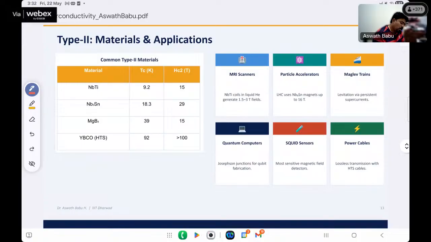Now, type 2 materials and their applications. If we realize it with niobium titanium, the critical temperature for the Meissner effect is 9.2 Kelvin, and the critical magnetization required is 15 Tesla. Similarly, other materials are also shown here. For applications, for example MRI scanners, we use niobium-based materials.